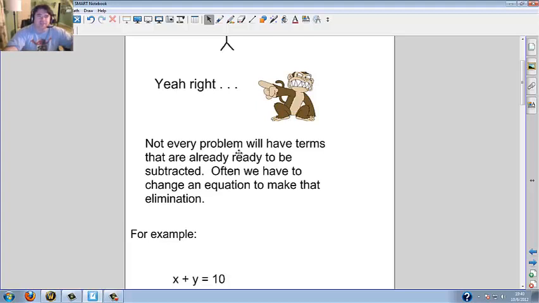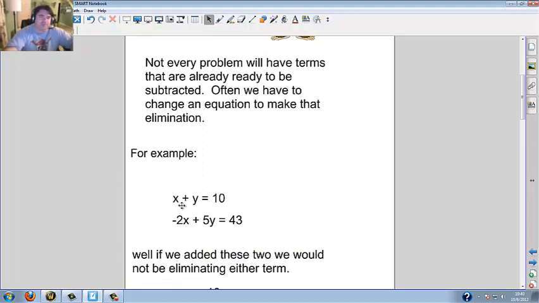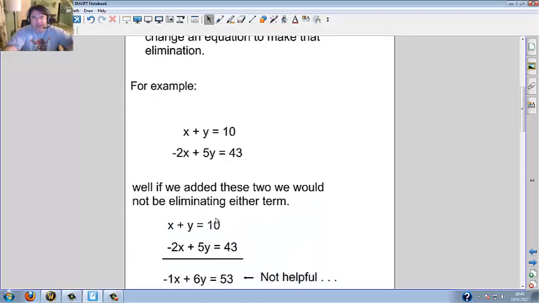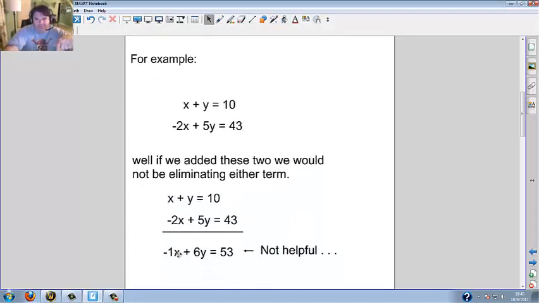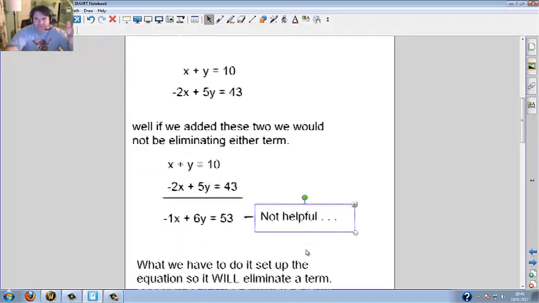Anyway, not every problem will have terms that are already ready to be subtracted. Often we have to change an equation to make that elimination. For example, let's say I have x plus y equals 10, negative 2x plus 5y equals 43. Well, if I added them now, I'd have negative 1x and 6y and 53, but that didn't get rid of one of my x's or y's, so that's not going to work. I get negative 1x plus 6y equals 53, and that's not very helpful.